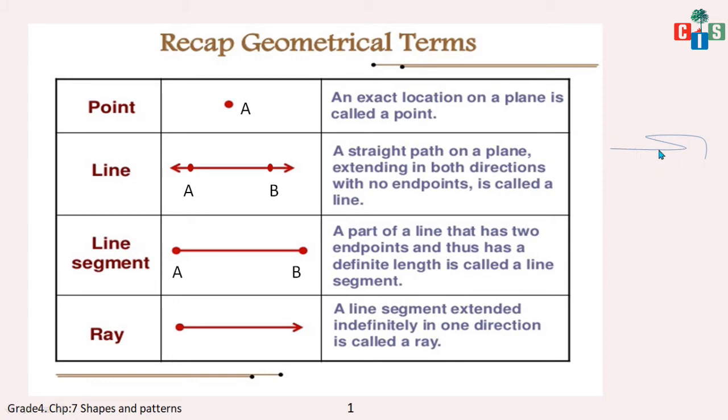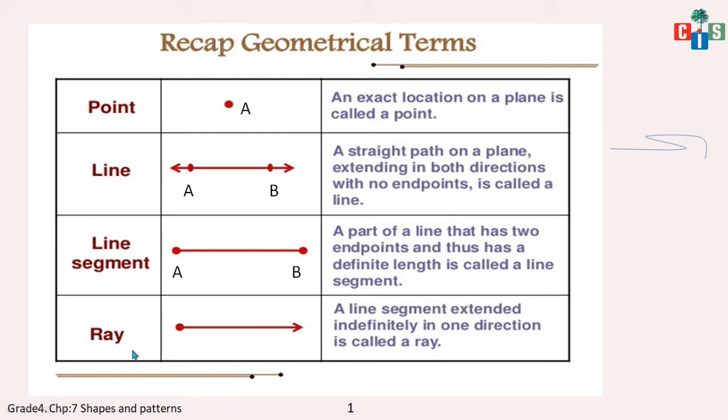Path means road, a curved road. So is this a line? No, this is not a line. It should be straight. Fine. And it should extend in both directions with no end points. This I already justified. It should not have an end point. It should extend. Okay. It is known as a line. So this is line AB.